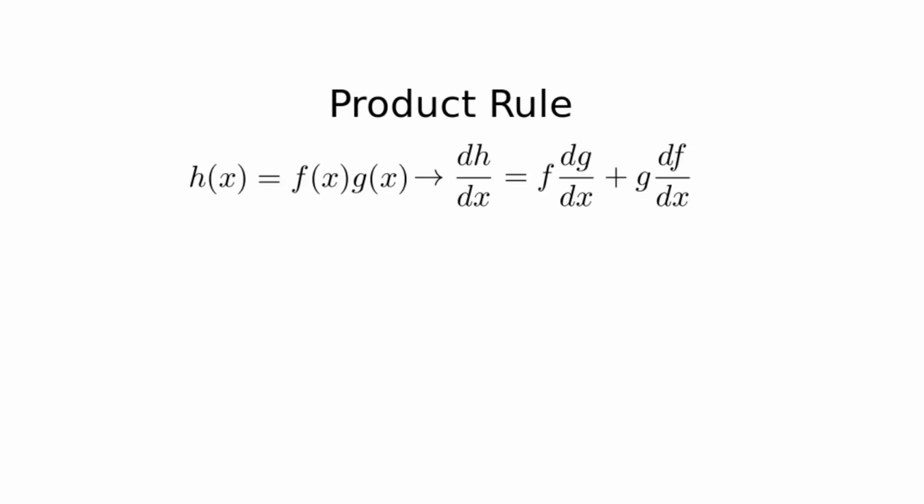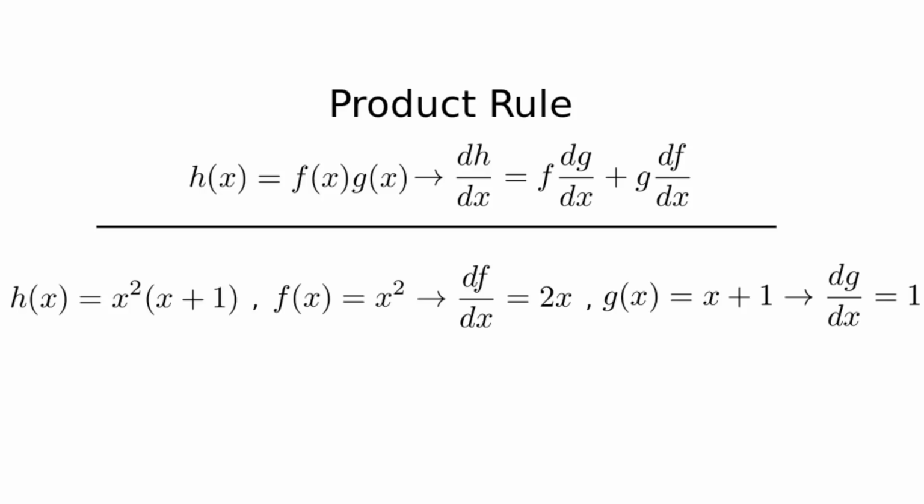Finally, there's the product rule for derivatives. If I can write my function as the product of two functions, h of x is equal to f of x times g of x, then the derivative of h will be given by the derivative of the first times the second plus the derivative of the second times the first. So if h of x is equal to x squared times the quantity x plus 1, then the derivative of h will be 2x times x plus 1 plus 1 times x squared.